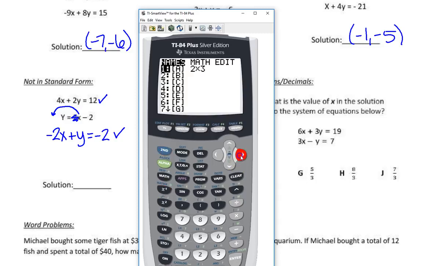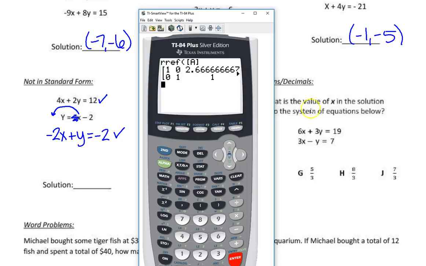Second matrix, over to edit. I already have a 2 by 3, so I don't have to write that. I need to enter in my values. So 6, 3, 19. Positive 6, positive 3, positive 19. Then 3, -1, 7. Got my answers in there. It's great. So second quit to get out of it. Second matrix, over to math. Either up or down to RREF. Enter. And the last thing is second matrix, enter, enter. And I get this guy here, 2.6 repeating, and then 1.